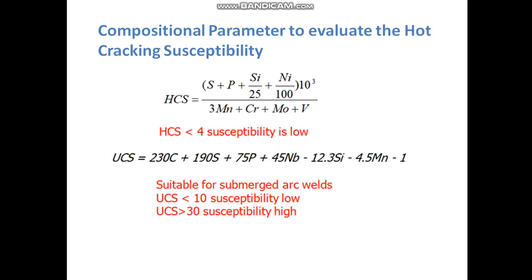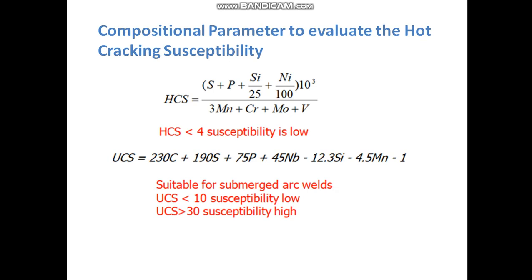Now, the compositional parameter to evaluate hot cracking susceptibility, the HCS value, considers sulfur, phosphorus, silicon and nickel divided by manganese, chromium, molybdenum and vanadium effect. If the HCS value is less than 4, the susceptibility is low. So it is a hot cracking susceptibility factor.